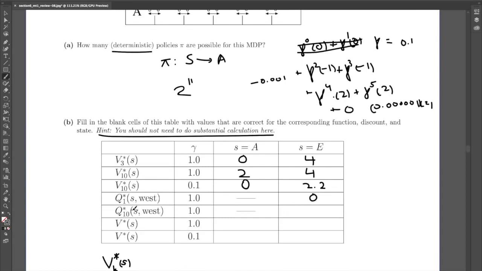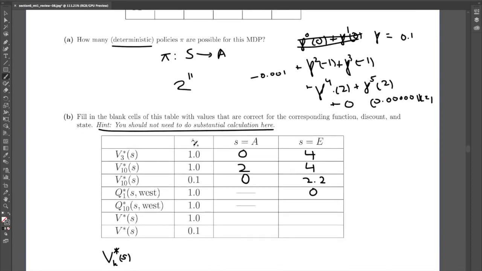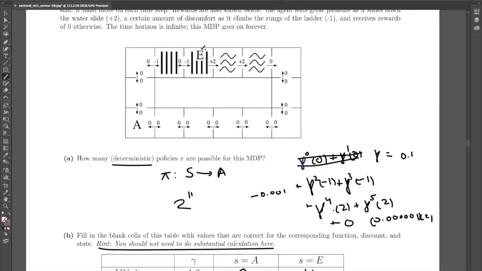Okay, the next one is Q sub 10. So in this case, the first action we know is west. So you go from here to here, and then you have 9 more steps left. And once again, we'll think to ourselves, what would an optimal agent do?